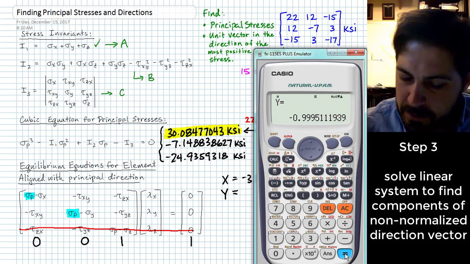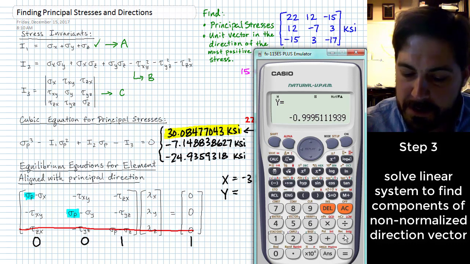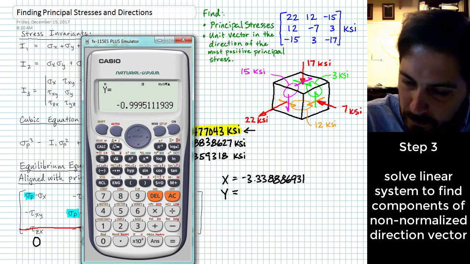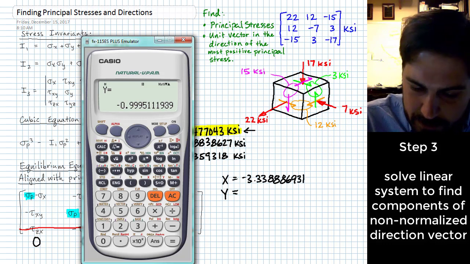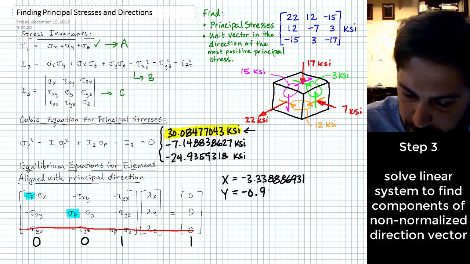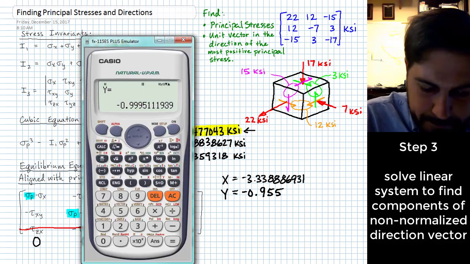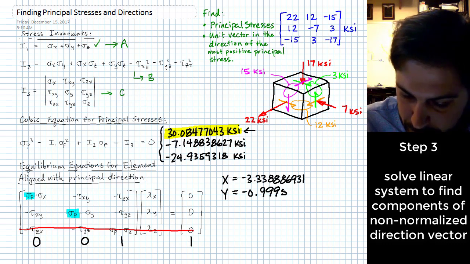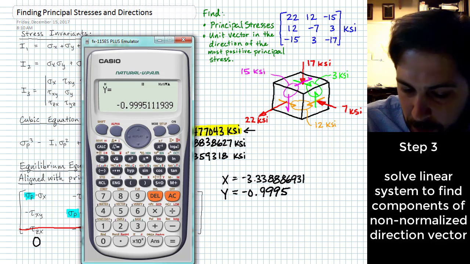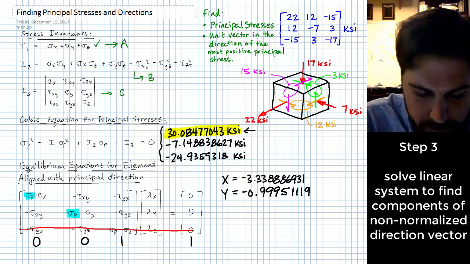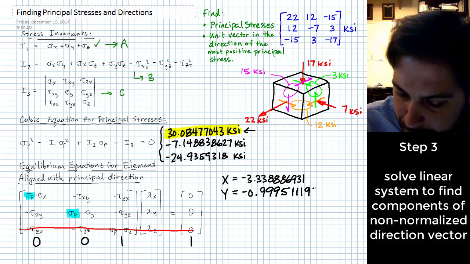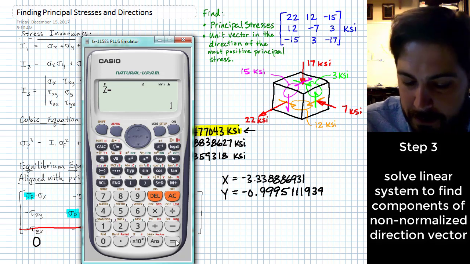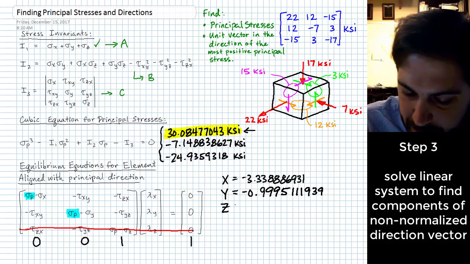And we'll hit equals again here to give our next solution for this system of equations. And I'll take that value and I'll write it down on the page here because we're going to need to store that into another variable. So that value is negative 0.9995, 1119, 39. And of course, the last value in that system that we found was z, which is 1, because we set it to 1. So we'll write that one down last.